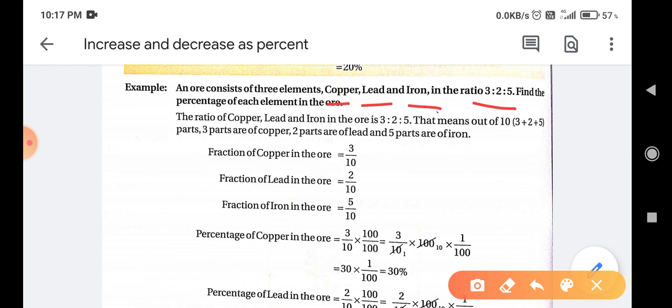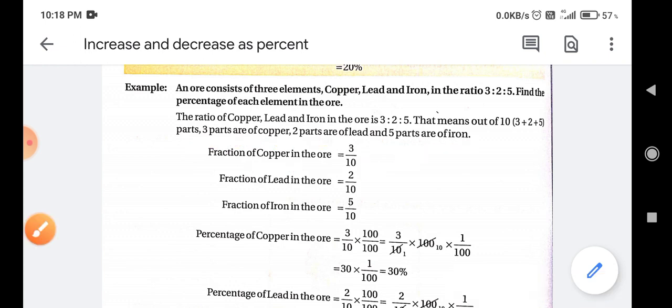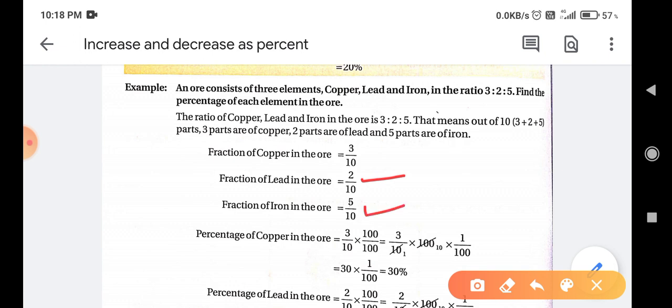So here we are given the ratio of copper, lead and iron, and it is 3:2:5. That means the total parts are 3 plus 2 plus 5, which is 10, out of which 3 parts are copper, 2 parts are lead and 5 parts are iron. So the fraction of copper will be 3 by 10, the fraction of lead will be 2 by 10 and the fraction of iron will be 5 by 10.